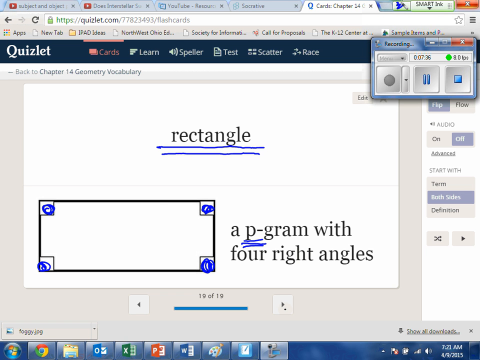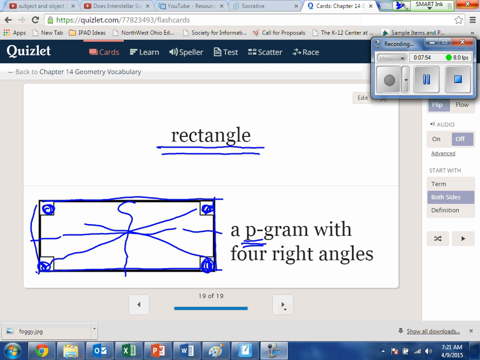Remember, since it's a parallelogram, opposite sides are parallel to each other. These sides are never going to cross each other. These sides are never going to cross each other. These sides are equal to each other, and these sides are equal to each other. And these corners, angles, are equal to each other too. So that is a rectangle.